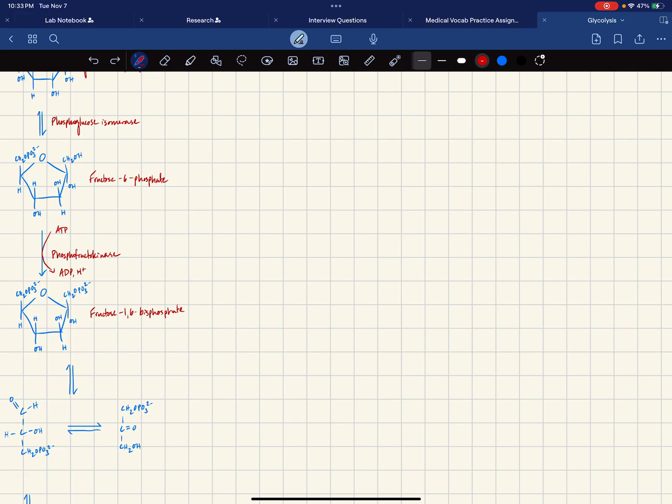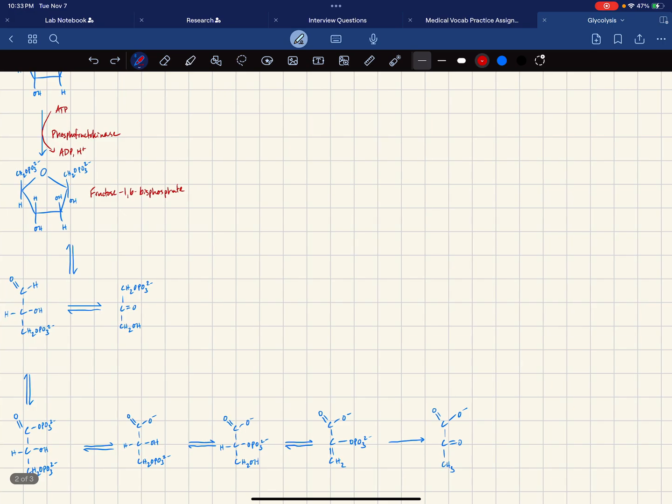And so our next enzyme, so we know that we're going to be splitting this up into two different things. There's no real way to think about this, I don't think. You just have to remember that the enzyme is called aldolase. And so after we get aldolase, we split it into a glyceraldehyde 3-phosphate, and we get a dihydroxyacetone phosphate.